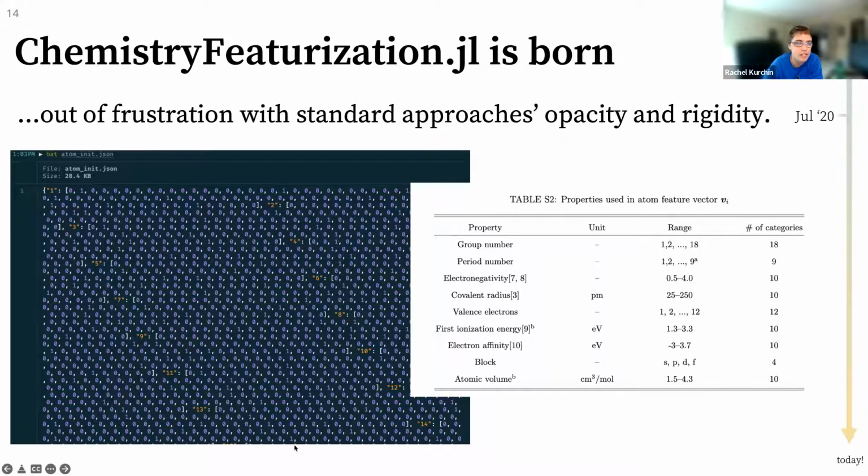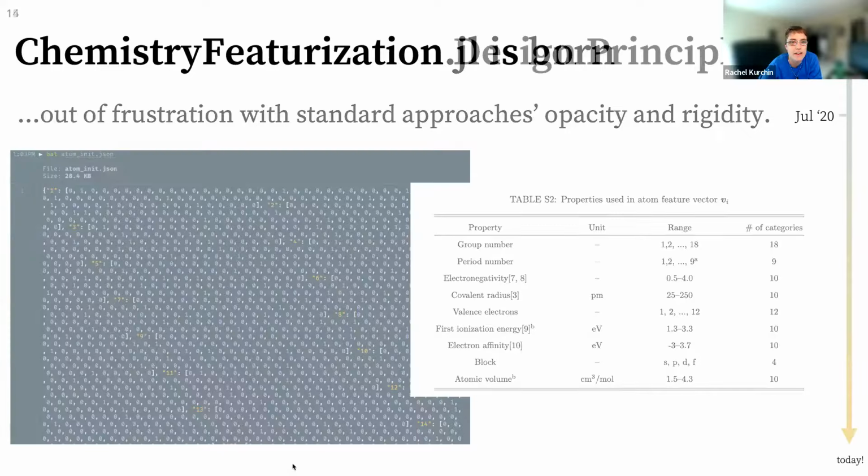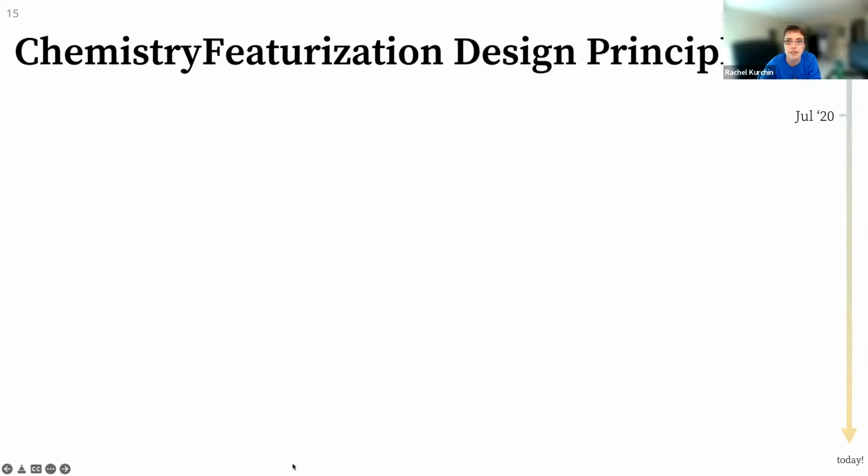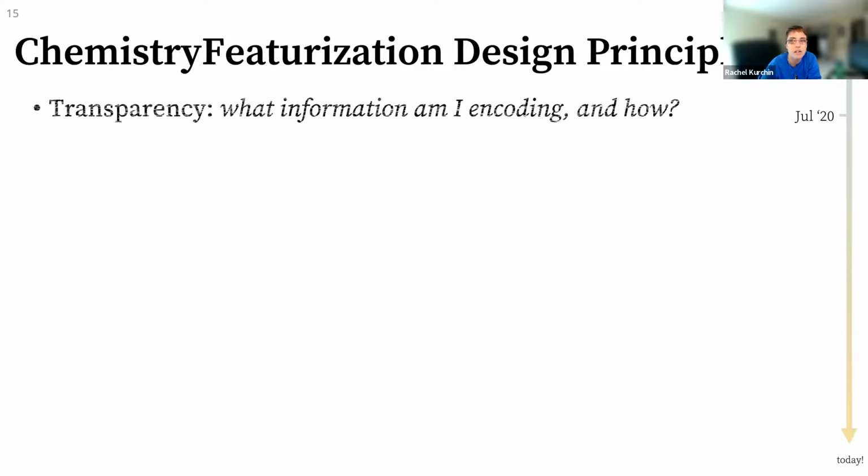So I set out to write something that would be a much more flexible way to do this. And that's where this idea of ChemistryFeaturization came from. This was initially a submodule within AtomicGraphNets. And then I realized this might be a more broadly useful thing, and so we split it out into another package. The core design principles behind it are, one, transparency. I would like to know what information I'm encoding and how I'm encoding it.